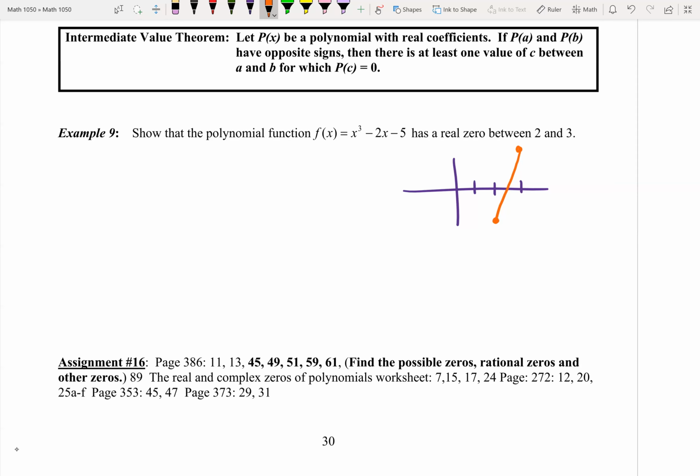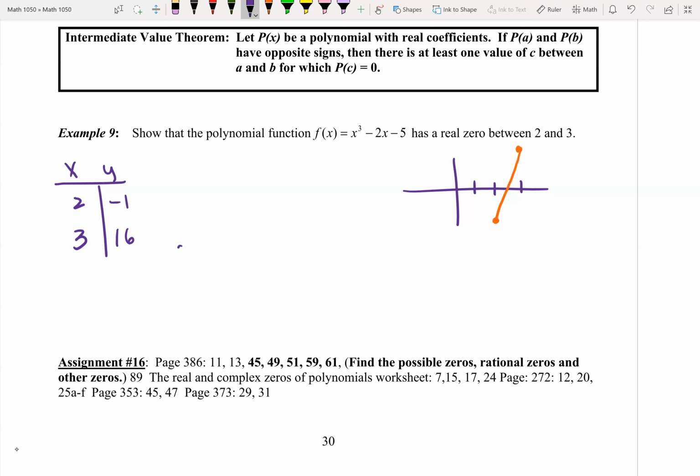Okay, so let's just plug those in and see if our y values are different, right? So you're just going to do a table. You're going to use x equals 2 and x equals 3. Grab your calculator and go to store enter. Raise it to the 3rd, minus 2, minus 5, enter, and I get negative 1. Now do the 3. 3 store enter, up, enter, and I get 16. So they're different signs, so obviously it has to cross in the middle, right?